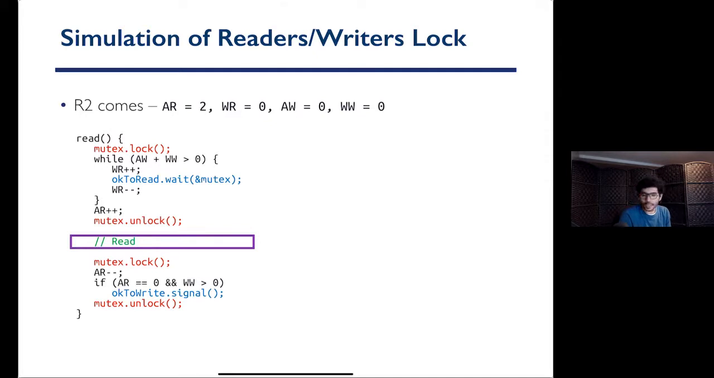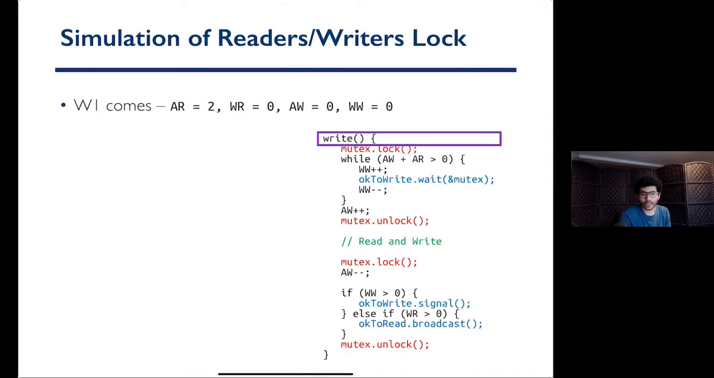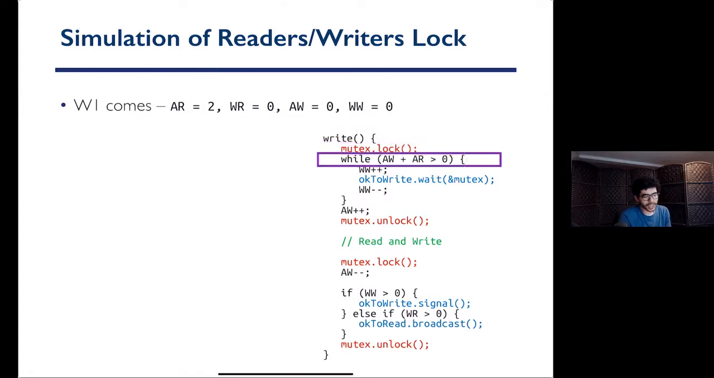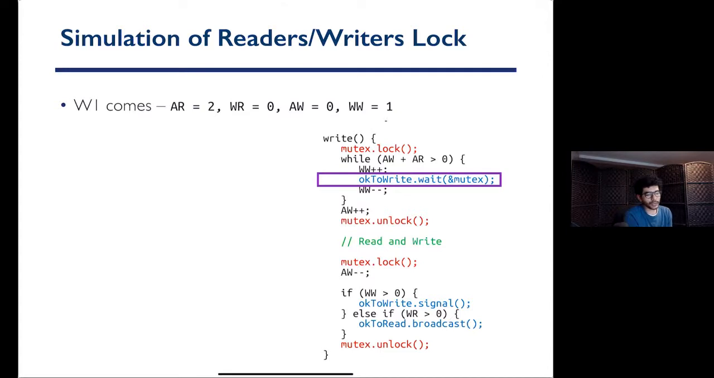Now let's say a writer comes. At this point, writer 1 comes. What does it do? It locks the mutex. It checks and figures out that there are no active writers, but there are active readers. So AR is 2, more than 0. So it becomes a waiting writer and goes to sleep. It calls OK to write dot wait. So now we have 1 waiting writer. It releases the mutex and goes to sleep.